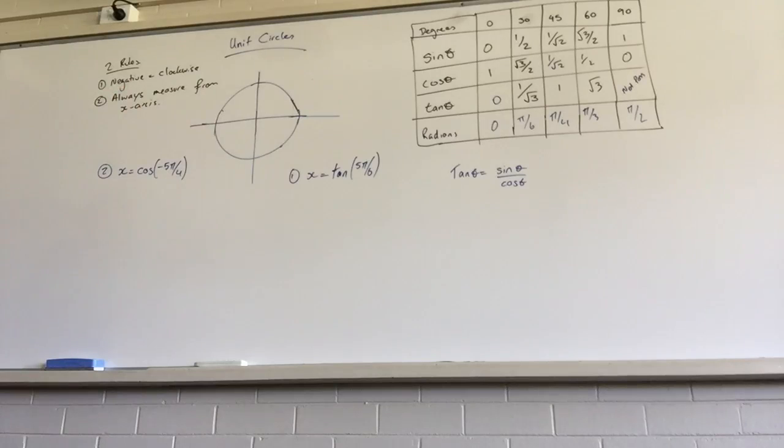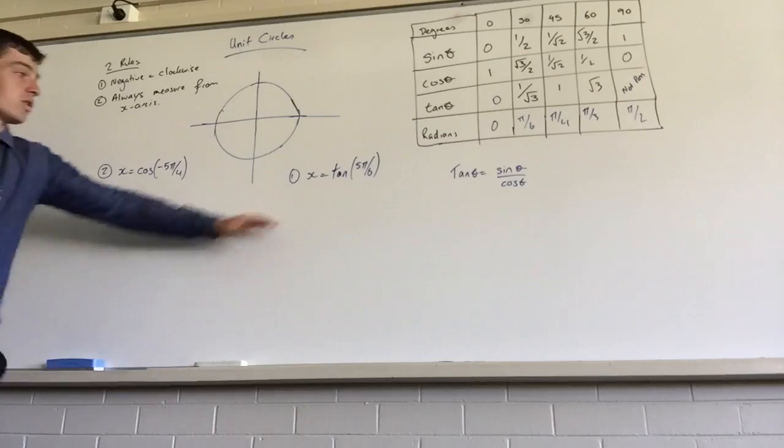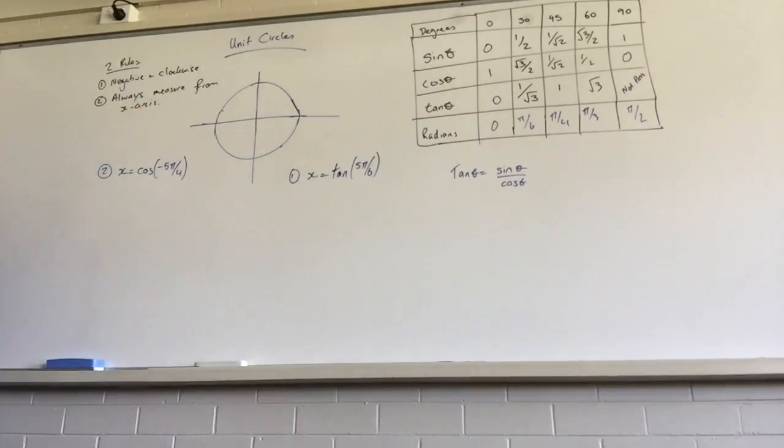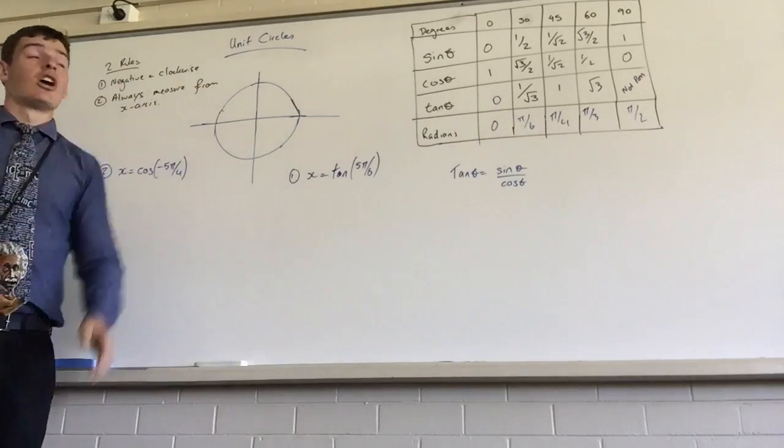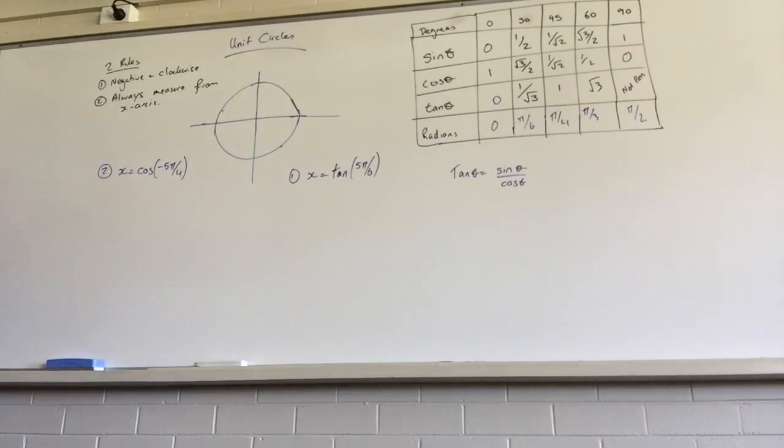So here we've got tan 5π/6. The first thing I do is I get an estimate of where I need to be. Jackson, what quadrant do you think I'll be in? First, second, third, or fourth for this question here? Second quadrant, you're correct. I'm a little bit less than π.